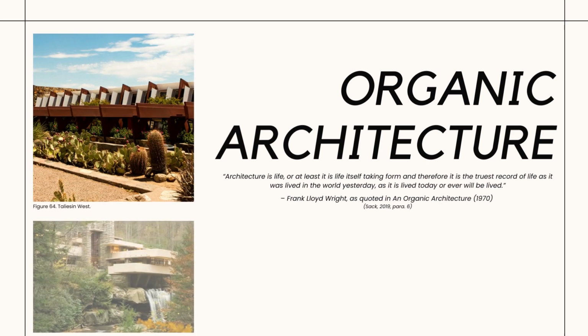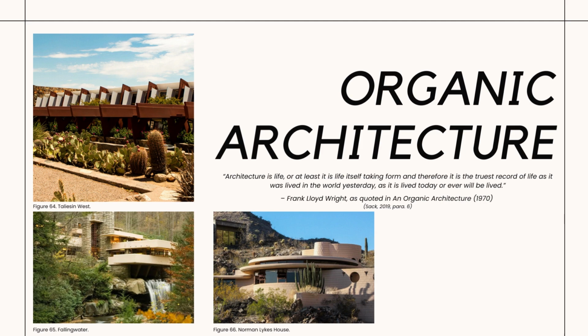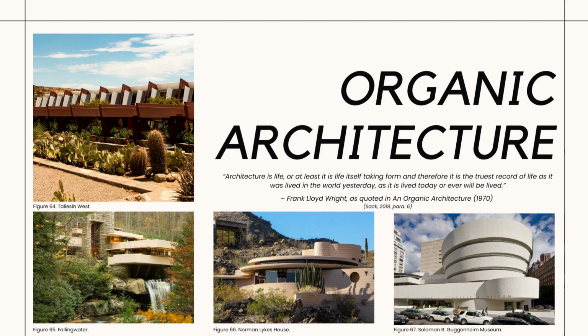Taliesin West, Falling Water, and Norman Lykes house are considered some of his best organic works, but perhaps his finest is realised in the Guggenheim Museum. As one of his last architectural creations, it is regarded as his final masterpiece.